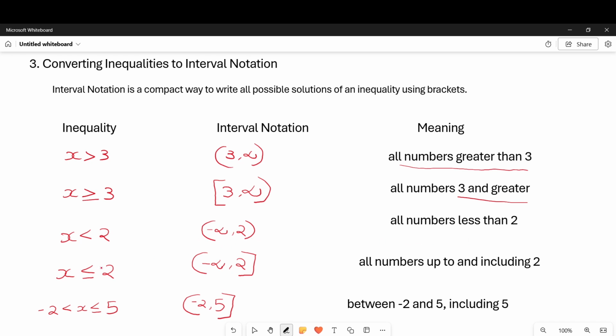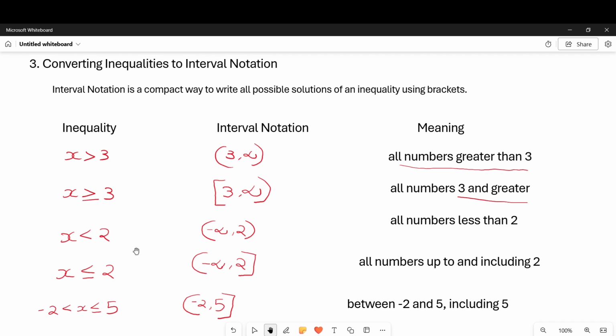The next one is x less than or equal to 2. Here 2 is also included. So we use negative infinity, always with an open bracket, because it's going to the left hand side. The numbers continue to the left hand side. That means 2, 1, 0, minus 1, minus 2 going to the left. So this is why we write negative infinity here. Then comma 2. 2 is included, because there is an equal symbol here, so we use a closed bracket, a square bracket. This is the difference between the two symbols. All numbers up to and including 2.